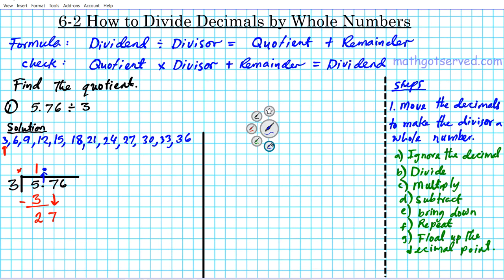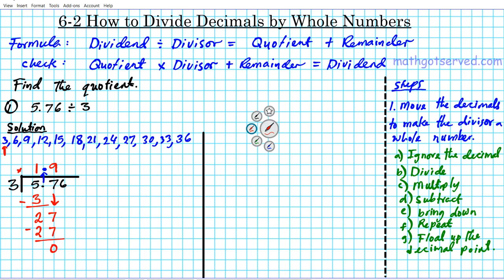Okay, now we're going to repeat the process again. How many times does 3 go into 27? It goes evenly. If you look at our multiplication chart right here, we see 27 is right here. That's 9 times. 3 times 9 is 27, right? So if you divide 27 by 3, you get 9. Divide, multiply: 9 times 3, then subtract.